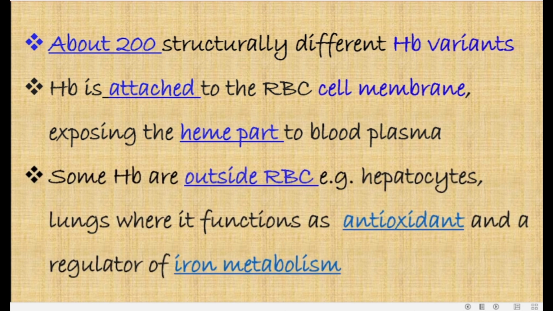Some of the hemoglobins are found outside the red blood cells, in various organs such as liver cells and lungs. Others are also found in kidney cells, where their main function is that they act as antioxidants. Others act as regulators for iron metabolism.